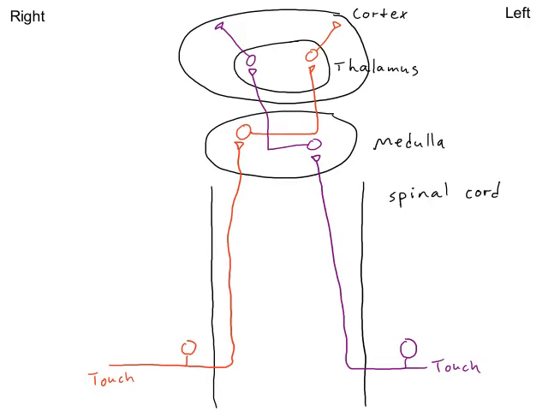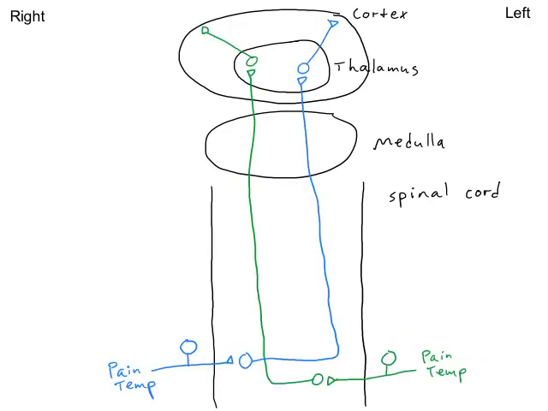Okay, so that's for touch. So now let's look at pain together. So for pain and temperature, again, the neuron comes into the spinal cord, makes a synapse, crosses over, goes up the opposite side of the spinal cord to the thalamus and then to the cortex. Okay, so let's look at a slide.